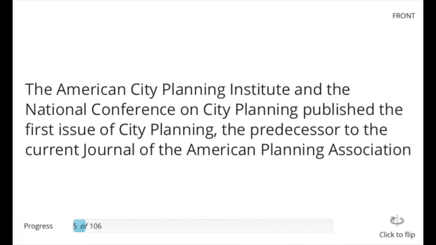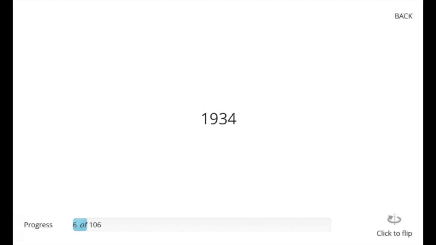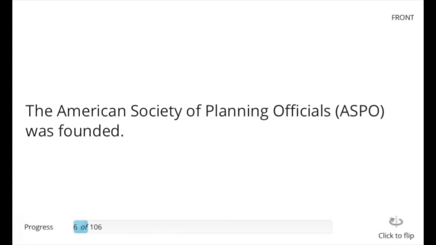1925 was the first published magazine issue for city planning. This is known as the Journal for today's APA. This was done by the American City Planning Institute and the National Conference on City Planning. 1934, the American Society of Planning Officials was founded, ASPO.